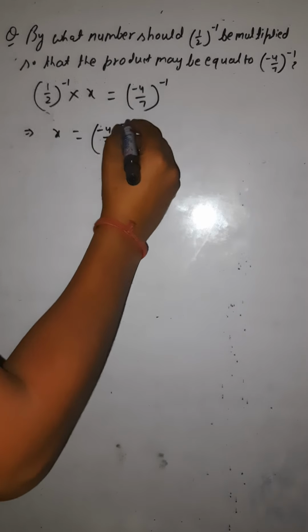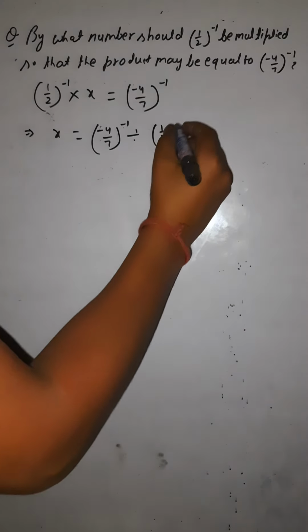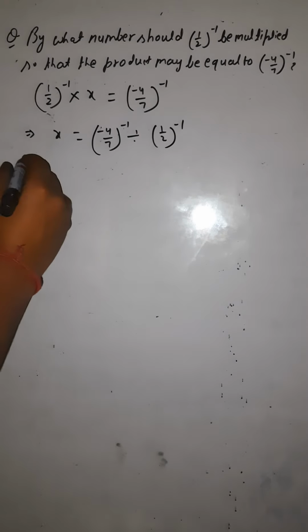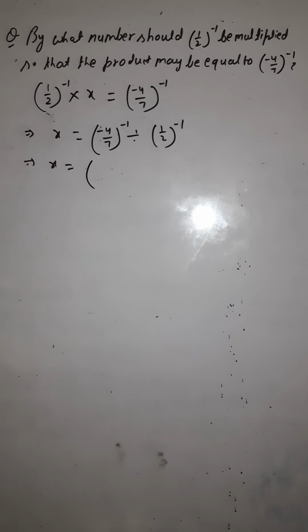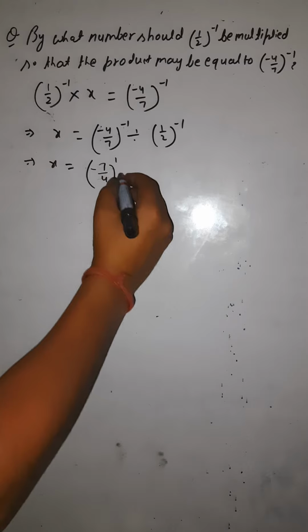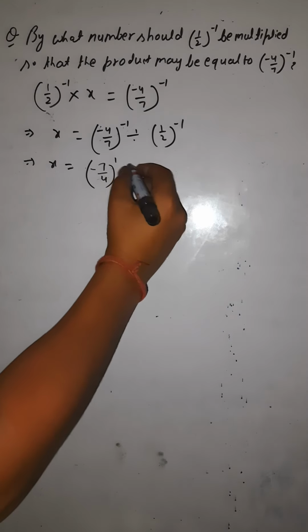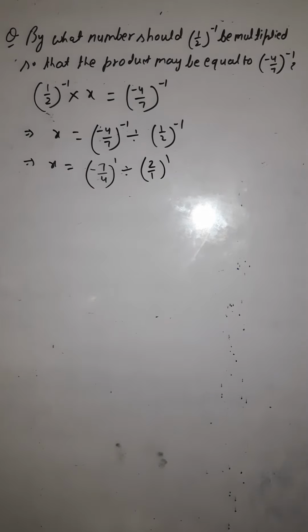So I would write it as (-4/7) raised to the power minus 1 divided by this much. How much is it? (1/2) raised to the power minus 1. Okay, so how would you divide this? First I would make these exponents positive. Getting it or not? So I can write this -4/7 as -7/4, so the power would become positive. Similarly, this I would write as 2/1, and the power again would become positive.